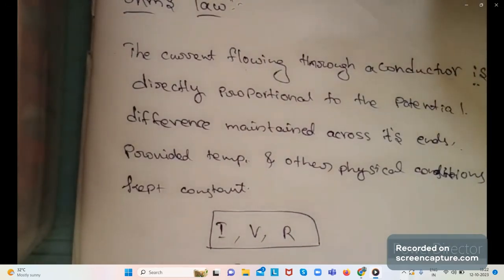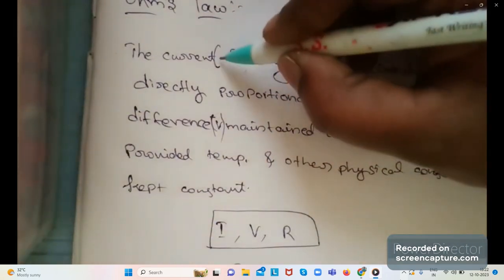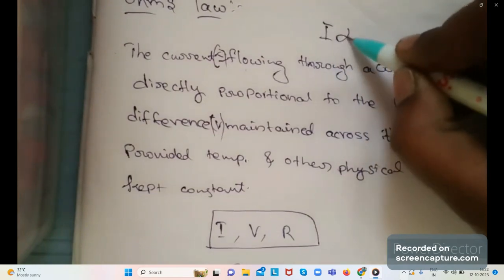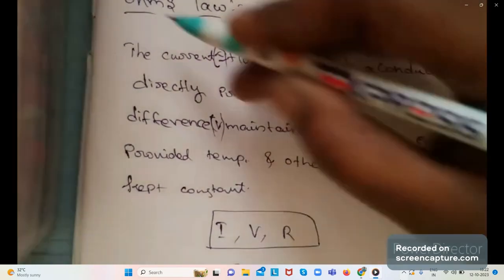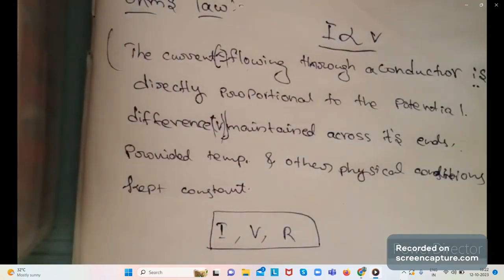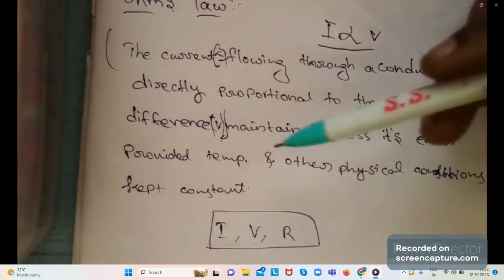The main definition of Ohm's law is that the current flowing through a conductor is directly proportional to the potential difference, that is voltage V, and the current is denoted by I. I is directly proportional to V, provided the temperature is constant. Otherwise, in Ohm's law, when temperature is constant, voltage is directly proportional to current.